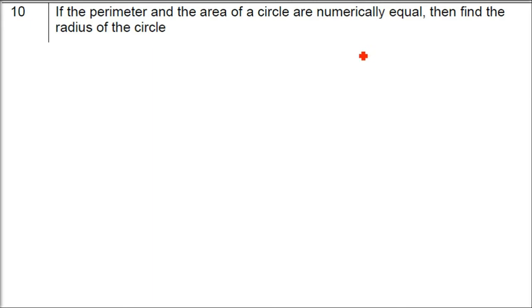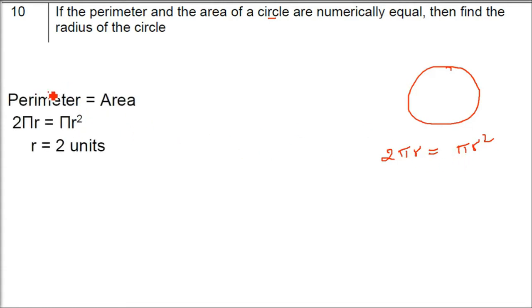If the perimeter and the area of a circle are numerically equal, then find the radius of the circle. So a circle's perimeter is 2 pi r and area is pi r square. And when they are equal, that means pi gets cancelled, one r gets cancelled, so you have 2 only, and only r remaining. So if you see here, perimeter equals area, 2 pi r equals pi r square, only r equals 2 units.